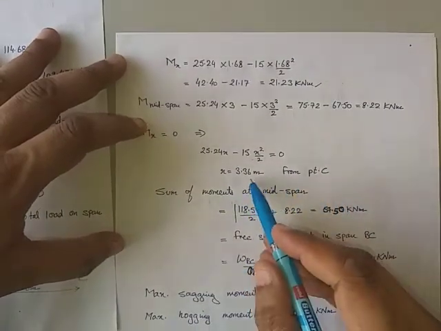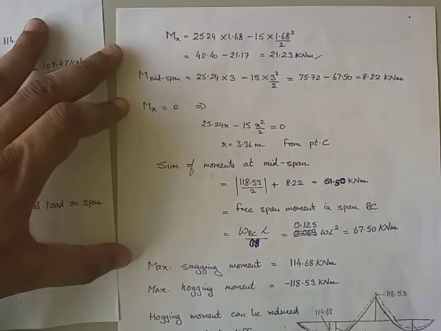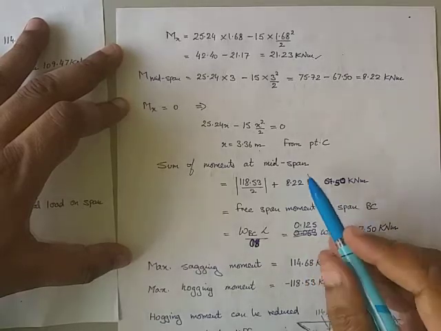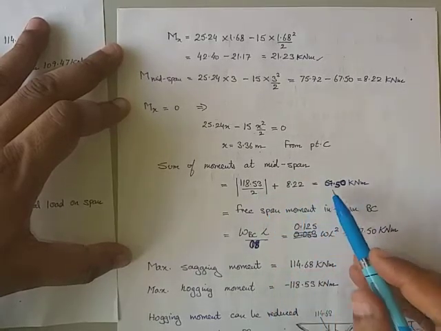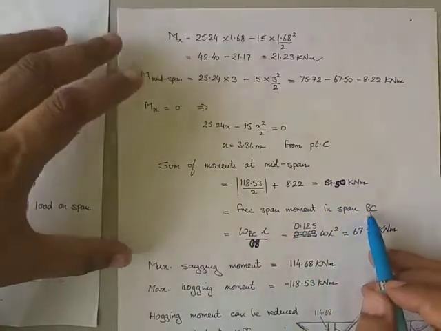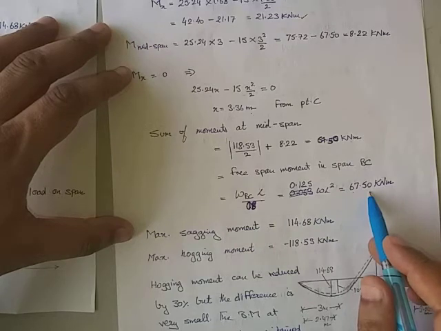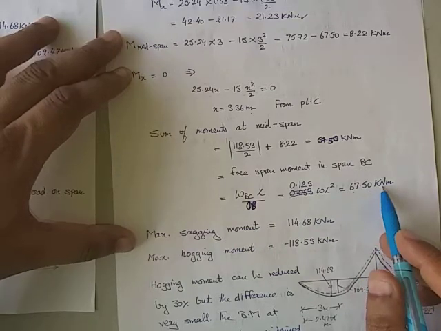So from point C, the moment is 0 at x equal to 3.36 meters. When you do the calculations for the mid-span moments, you get 67.50, which is again the free span moment in BC. So when you go through these calculations, you find this to be 67.50 kilonewton meters. So the same moment is there.